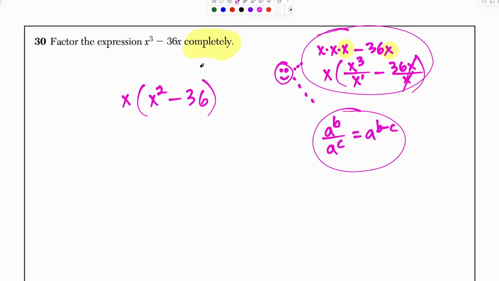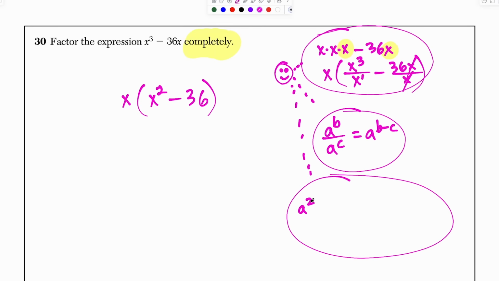But remember, the question said factor completely, so that usually means we're going to have to do another step. And the next technique that we need here is difference of two squares factoring. So when you have a squared minus b squared, this factors nicely to a plus b times a minus b.